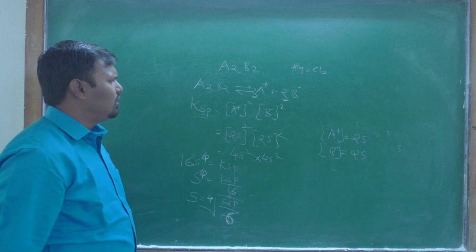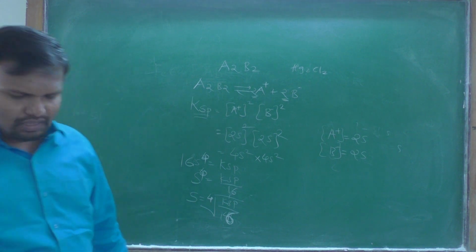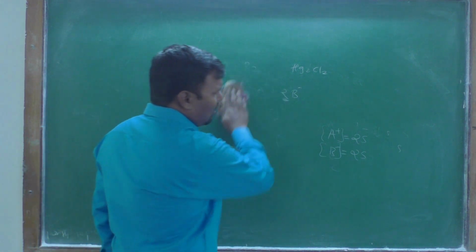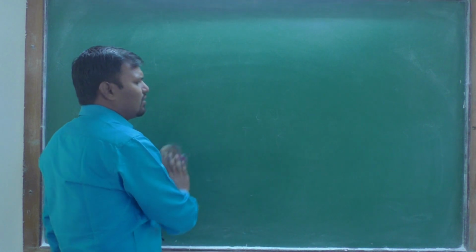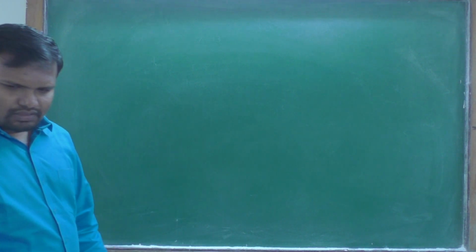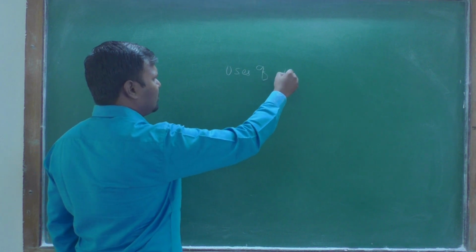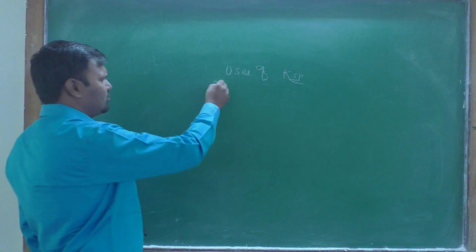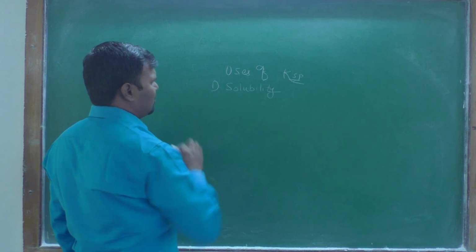When you have the A2B2 type of salt, like that we have a number of salts, and we can find out their solubility, the value of solubility. Okay, now we will see the usage of the KSP. First use of KSP is to find out the solubility.